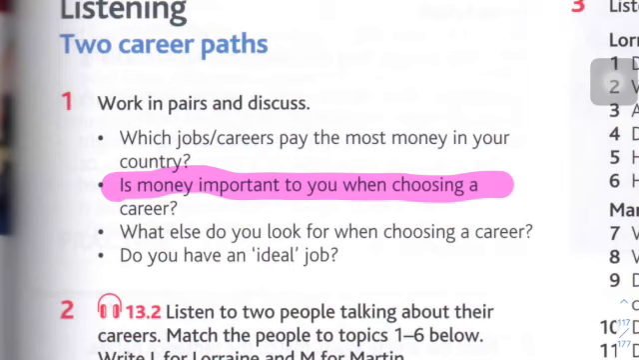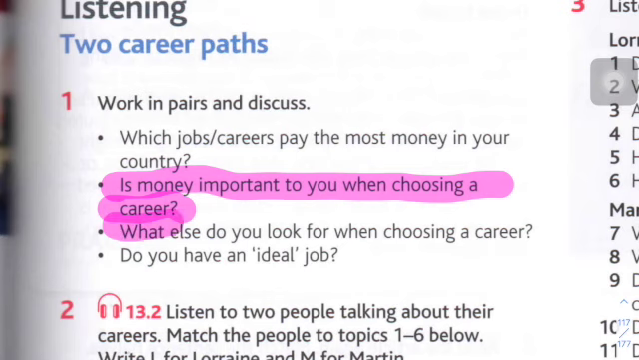Is money important to you when choosing a career? So, did you choose your program because you like it or because you're going to earn a lot of money? What do you think? Sometimes, I remember when I chose my career, I wasn't thinking about money. I was thinking about something that was going to be useful for my life, and at the end, I realized that it was a very good option also to earn money. And what about you?